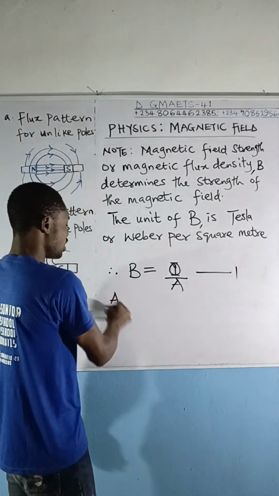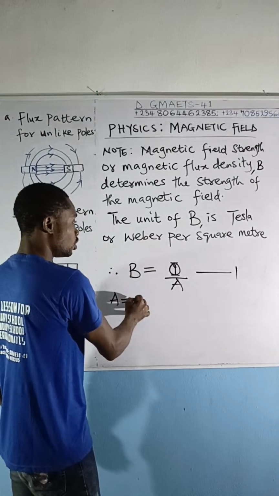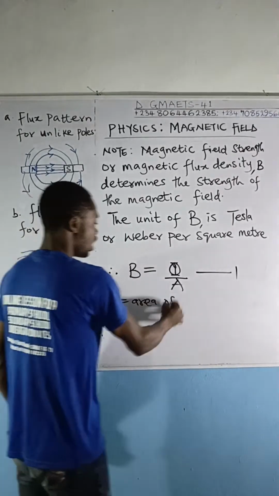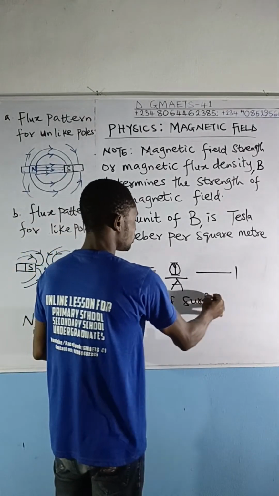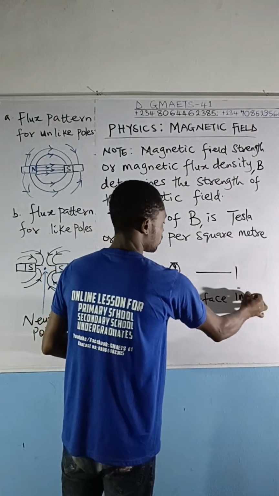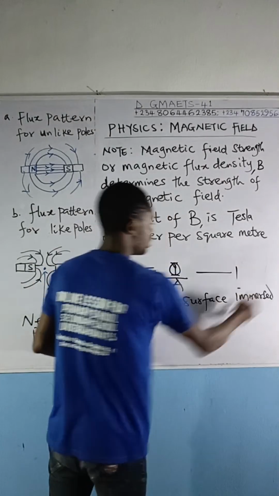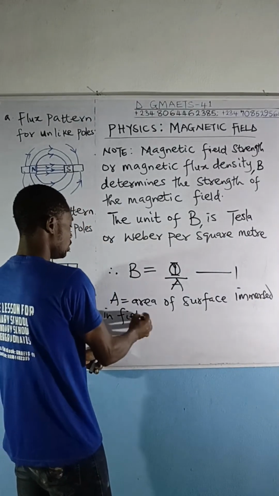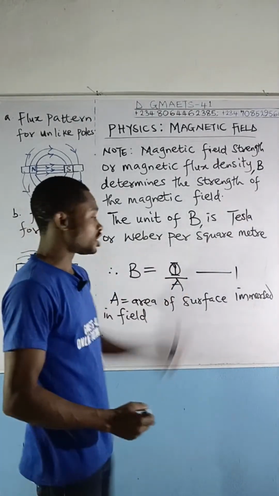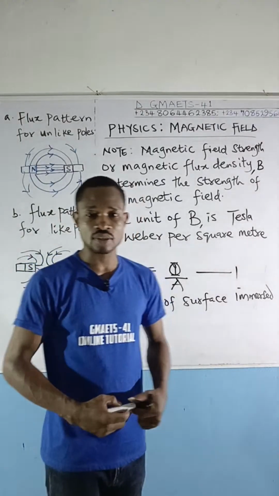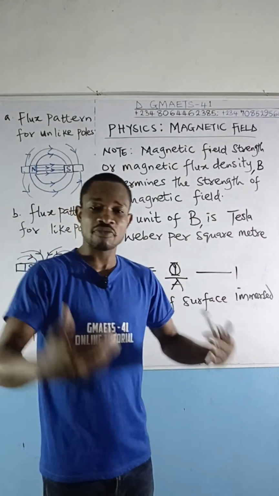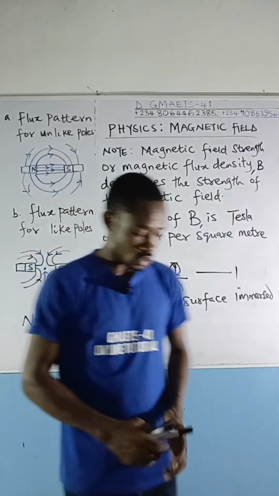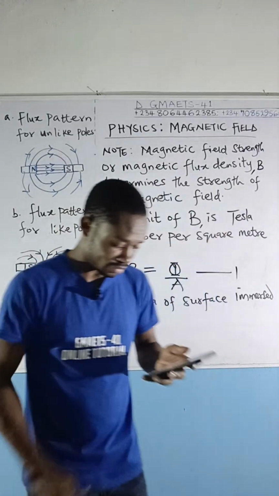Let me just define A for you, where A is equal to the area of the surface immersed in the field, over which the flux lines are crossing, over which the magnetic lines of force are crossing. So take note of that, please.